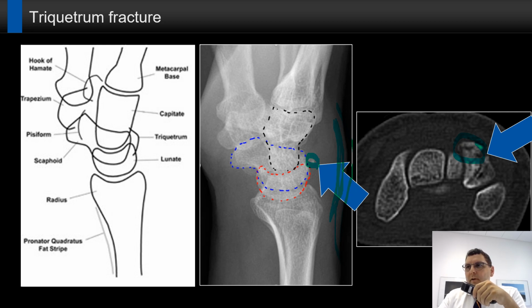Of course, these days a lot of CTs are performed just to rule out other fractures rather than only this fracture of the triquetrum. So anyway, this is a very pathognomonic sign in radiographic examination of the wrist.